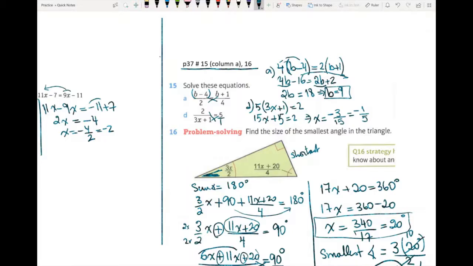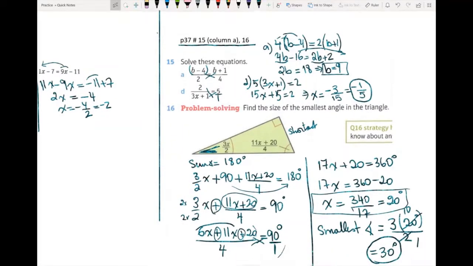Why do we have this as the final answer? Because 3 and 15, they have a common divisor, therefore you have to reduce it. So divide by 3 the numerator and divide by 3 the denominator, and you will get the reduced answer for x.